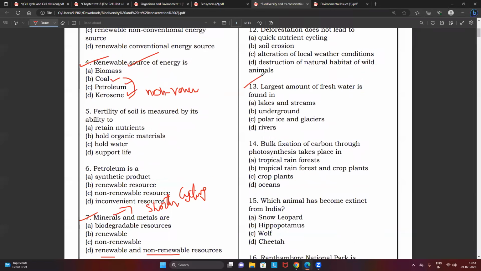Every one of you, question number 13. The largest amount of fresh water is found in... Slowly, friends, slowly. They are asking about fresh water. Okay, it's a very good question. Slowly think about it. They're asking fresh water.